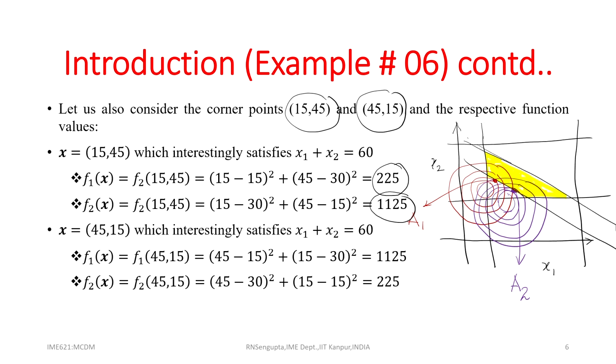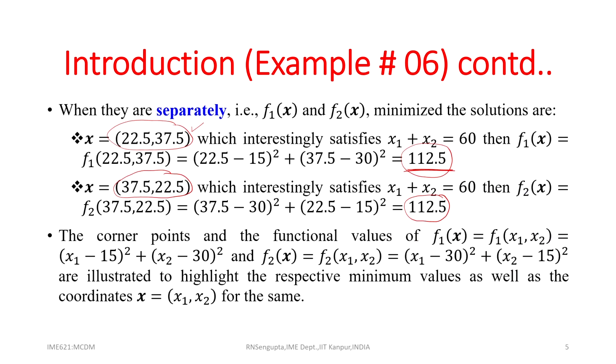So, if this is the case when we are considering the minimum point, just for example, if I go back to the earlier slide where it was mentioned the values of f1 and f2 separately along with the coordinates, if you see, f1 was minimized and the minimum value was 112.5 at 22.5 and 37.5, while f2 was minimized, the minimum value was 112.5 again, and the coordinates were 37.5 and 22.5.